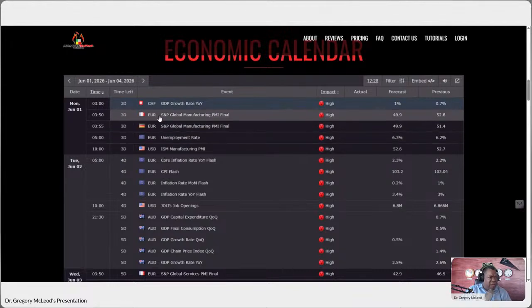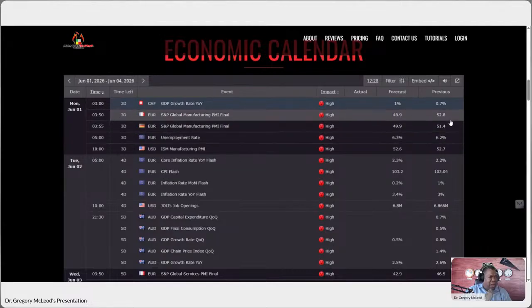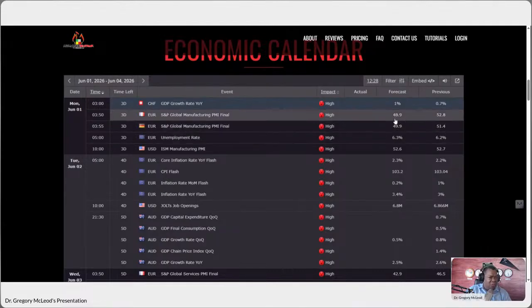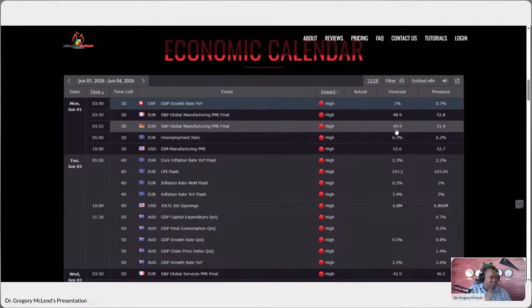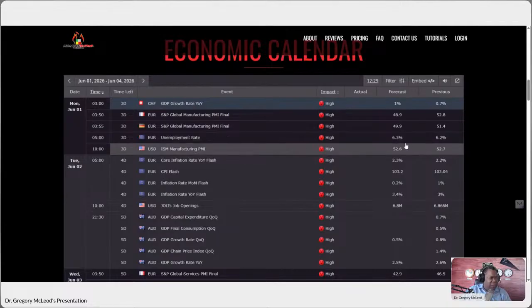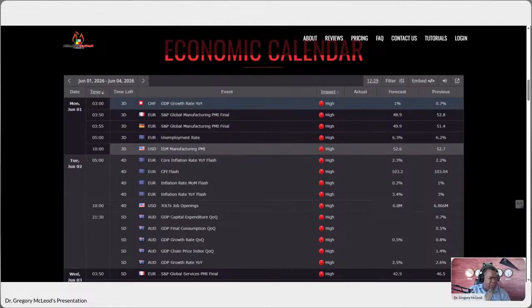So we've got some European data. When you see the flags, there's France, Germany, they're all part of the Eurozone, so we're all going to look at the Euro. And we got the S&P Global Manufacturing PMI finals, supposed to drop from 52.8 to 48.9, 51.4 dropped to 49.9. Unemployment rate supposed to tick up from 6.2% to 6.3% for the Eurozone. That's going to be released at 5 a.m. So we might see some volatility in the market at this time, right?